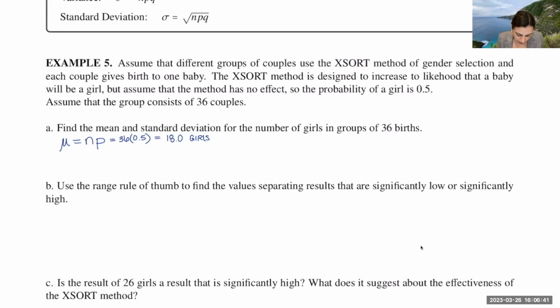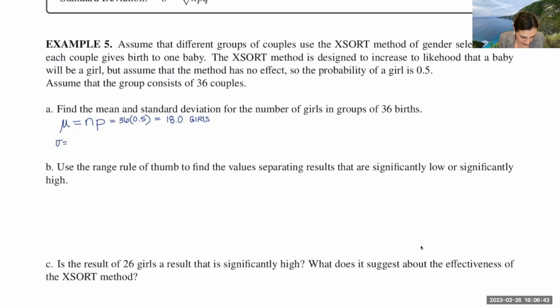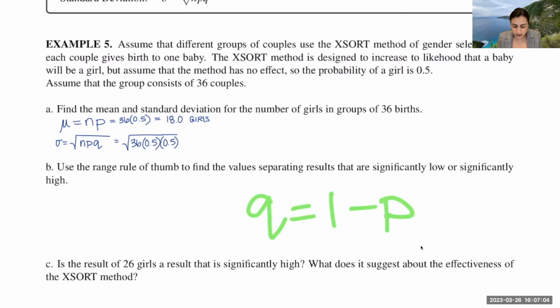Now the standard deviation is equal to the square root of n times p times q. Well, n is 36. The probability of success is 0.5. The probability of getting a boy is 0.5, because remember that q is 1 minus p, and if my p is 0.5, then my q is 0.5. If I multiply all this together, I end up getting 3.0 girls. So my standard deviation is 3 girls.